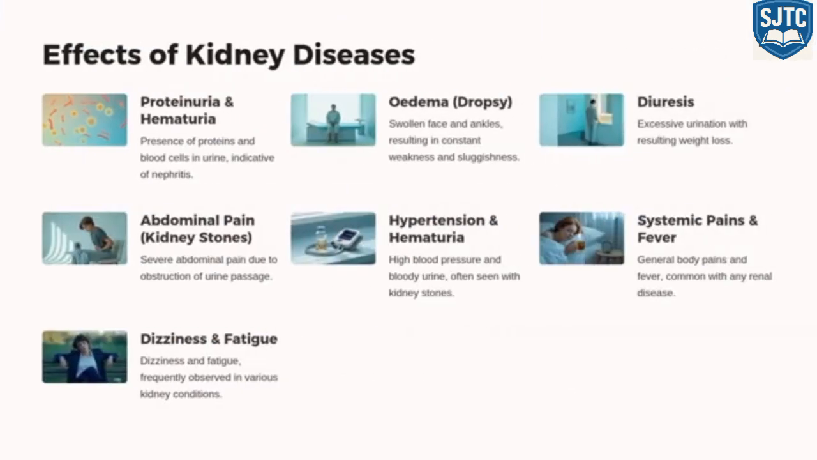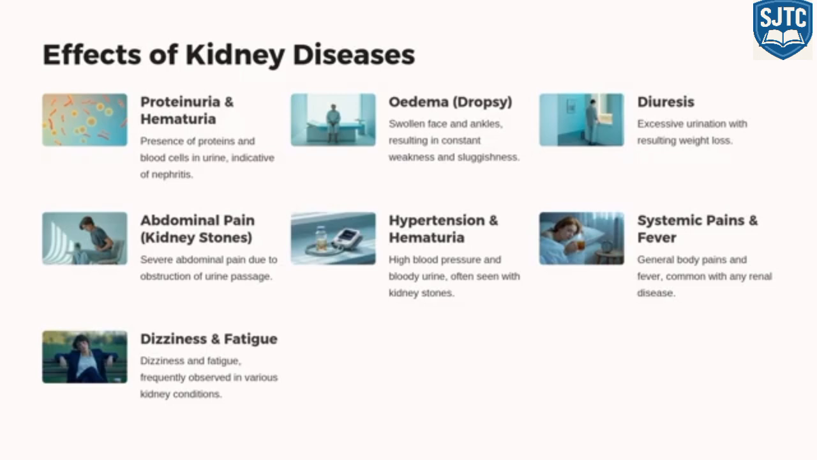Effects of kidney diseases. 1. Proteinuria and hematuria: presence of proteins and blood cells in urine, indicative of nephritis. 2. Edema, dropsy: swollen face and ankles, resulting in constant weakness and sluggishness. 3. Diuresis: excessive urination with resulting weight loss.